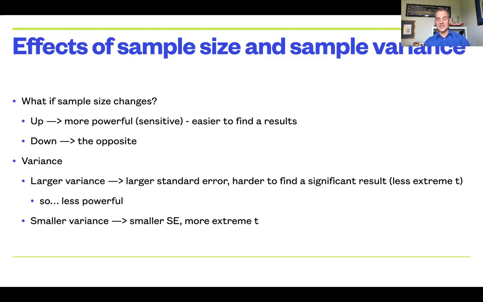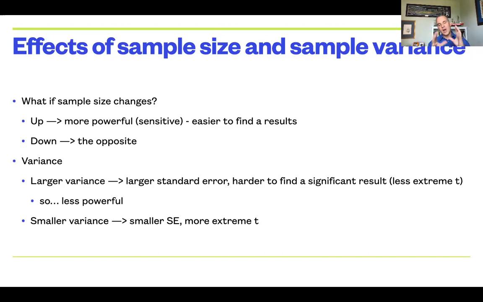Now, variance works very much the same way. If our sample size stays the same and our mean difference stays the same, a larger variance means a larger standard error, which then means a smaller, less extreme t. This is then less powerful. If there's a smaller variance in our samples, then we have a smaller standard error and now a more extreme t. And I guess I could have included in here, if the effect size is bigger, meaning there's a larger difference between the means, then that's also easier to detect.